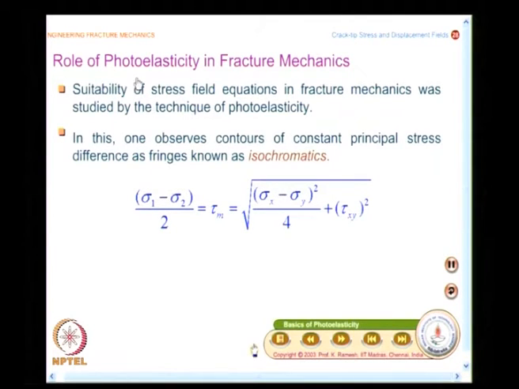We have seen in the initial lecture that photoelastic fringe contours are actually isochromatics, which represent contours of constant principal stress difference, which could also be looked at as maximum shear stress. Actually, it is sigma 1 minus sigma 2 divided by 2 that you get in the case of isochromatics, and maximum shear stress is given as square root of (sigma x minus sigma y) whole square divided by 4 plus tau xy whole square.